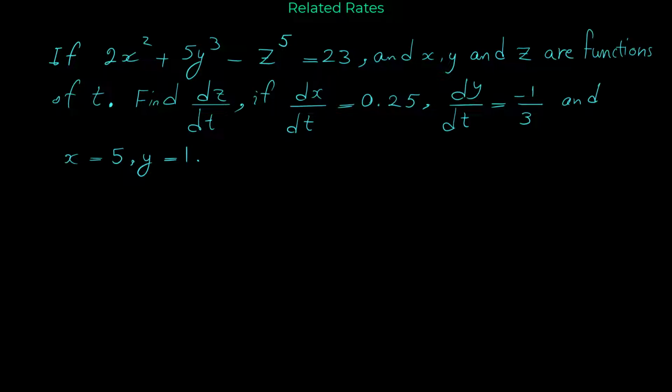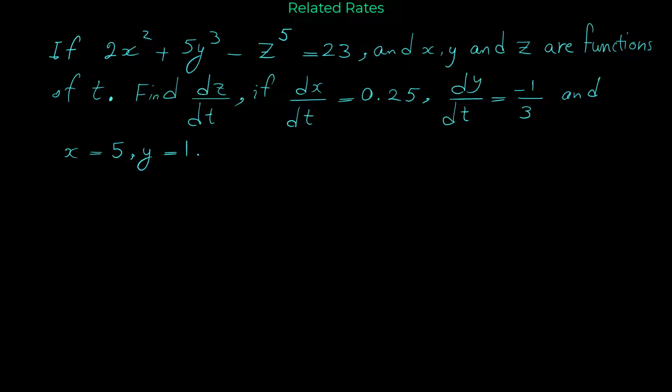Find dz over dt if dx over dt is 0.25, dy over dt is -1/3, and x is 5 and y is 1. Again, we have a related rate question, but how do we know that? If you pay attention, we want to find the rate of change of z with respect to t. This shows that we have to differentiate both sides of the given equation with respect to t.